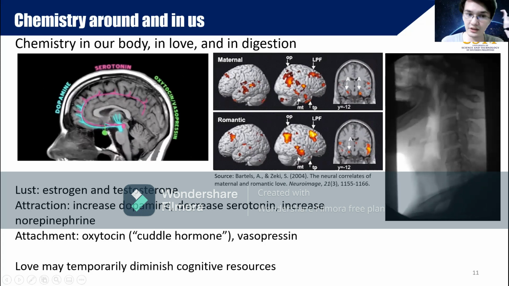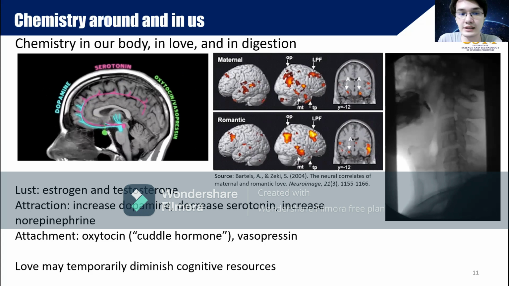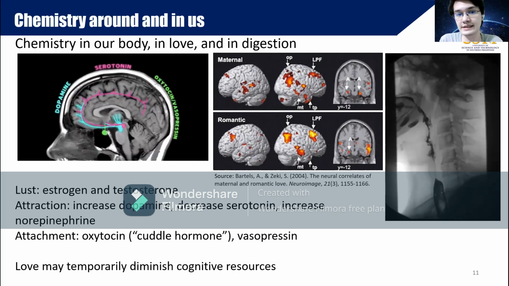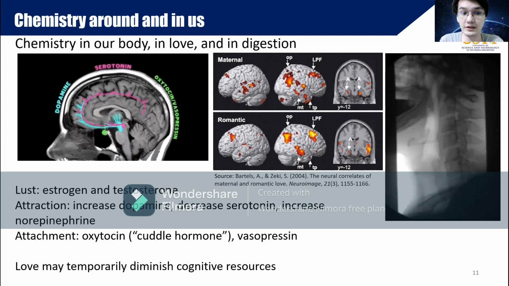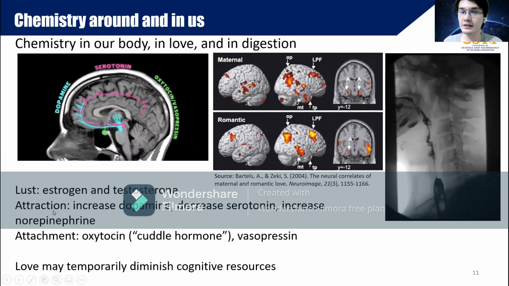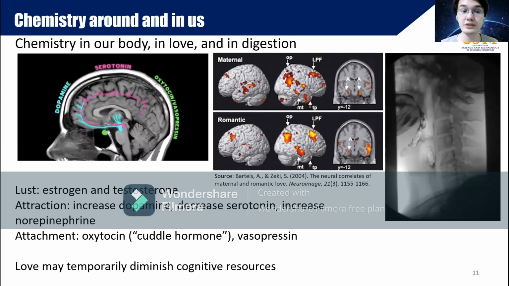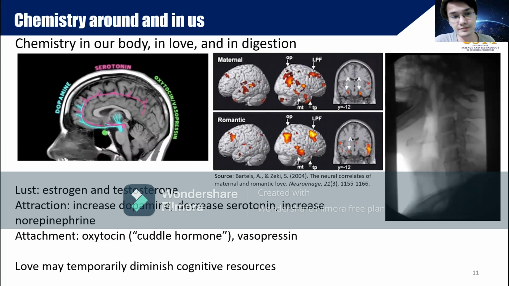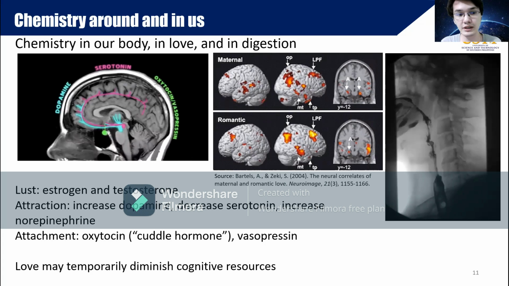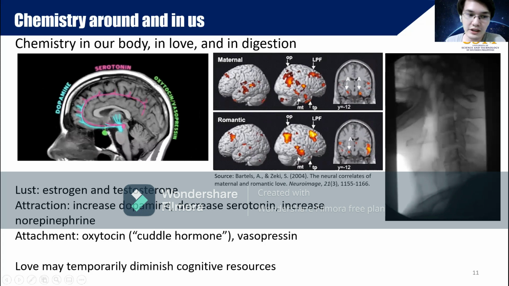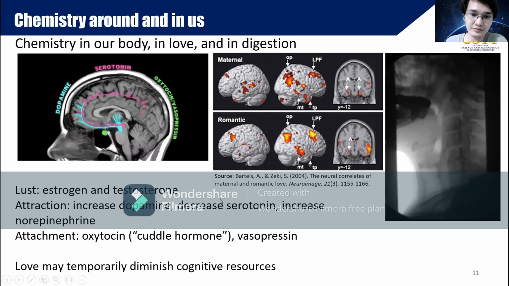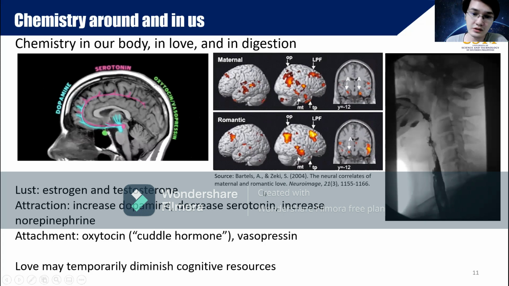When we feel lust, the estrogen and testosterone levels in our body increase. And in that way, it increases our sex drive. Next, when we are attracted to a person, the brain also releases chemicals such as dopamine and norepinephrine. However, when we are attracted to someone, there is a decrease in serotonin.